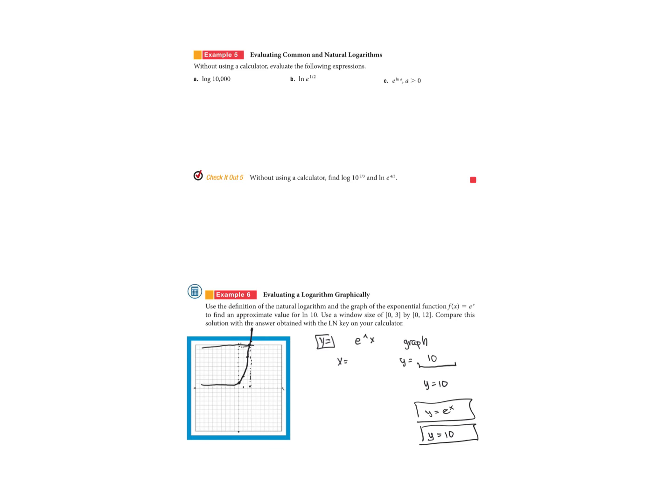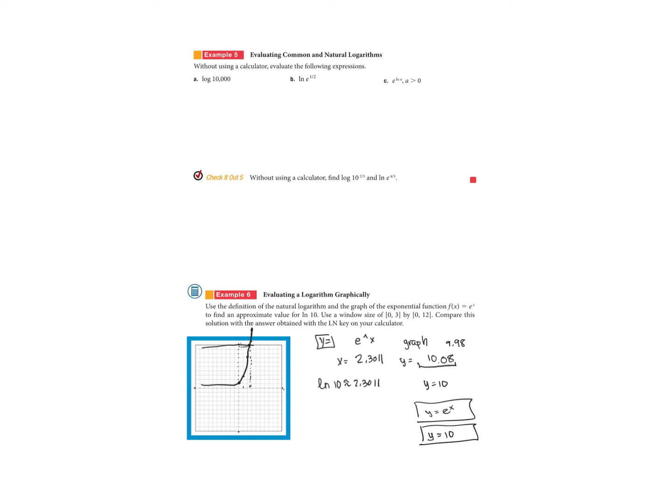On my calculator I get 10.08, which seems to be about the closest I can get to 10 without zooming in again. I'll zoom in one more time and hit trace again. At 9.98, this number is 2.3011, which is the natural log of 10, so it should be approximately 2.3011.